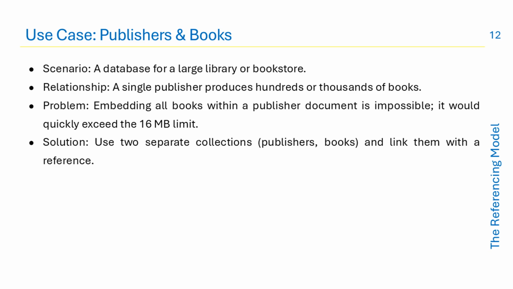The correct approach is normalization. We create two distinct, separate collections, one for publishers and another for books. Then, within each book document, we store a single field that contains the ID of its publisher. This creates a lightweight, scalable link between the two entities. To retrieve a book along with its publisher's details, our application will need to perform two separate queries or use a specific aggregation stage called lookup, which mimics a join.